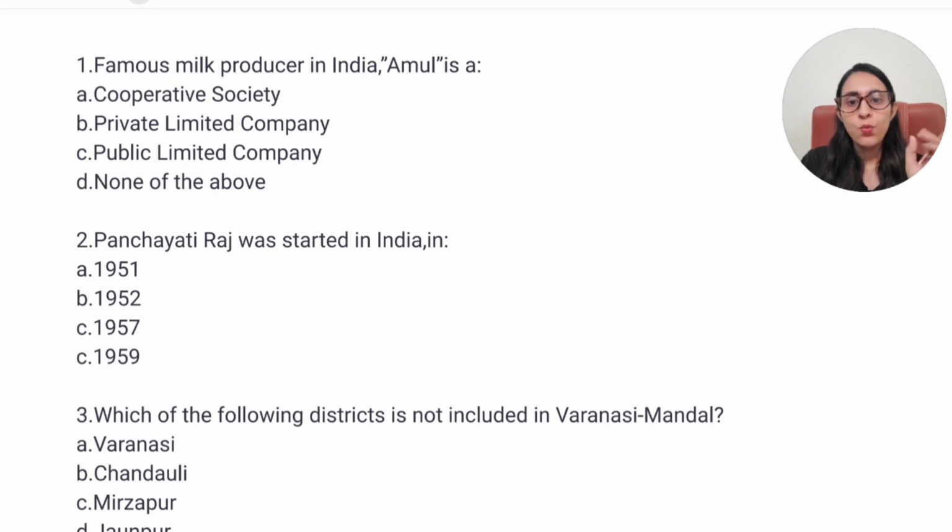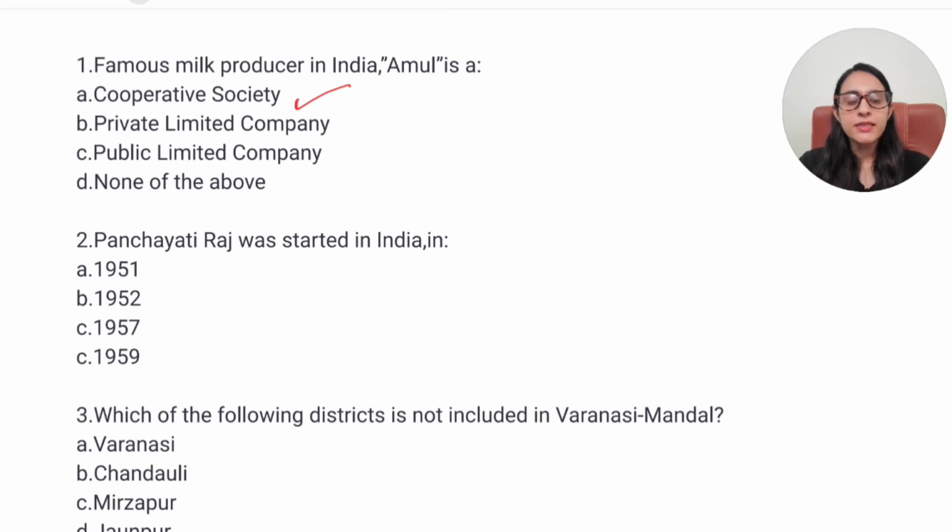brand, is what? It is a cooperative society. This means that it is owned and operated by a group of individuals, and mainly these are the dairy farmers who come together and collectively manage the production, processing, as well as marketing of the milk and milk products. This cooperative model allows the dairy farmers to have better control over their livelihood and the dairy industry. Now this is the correct option, the cooperative society.